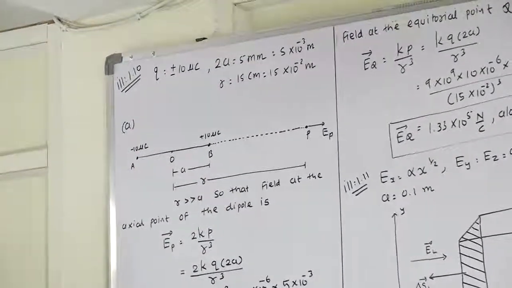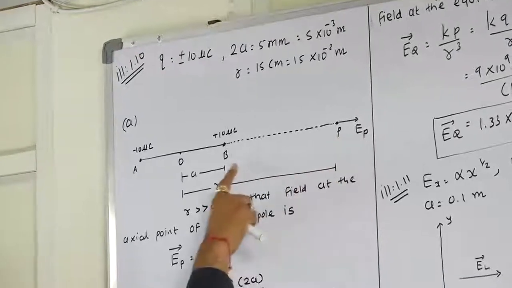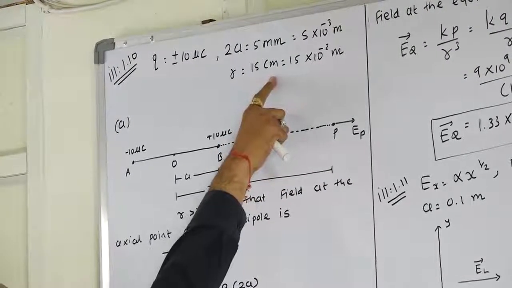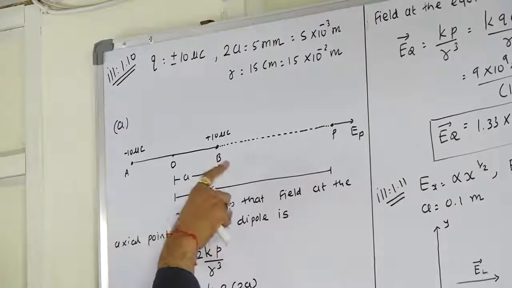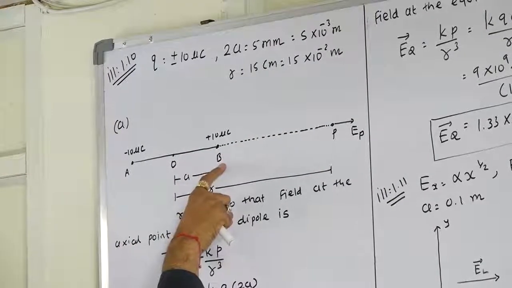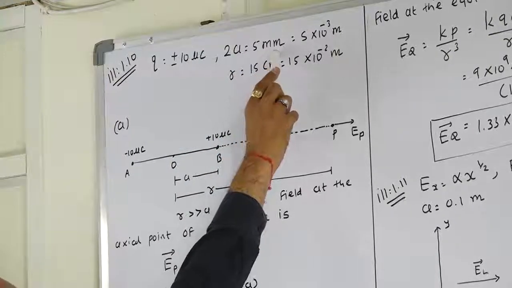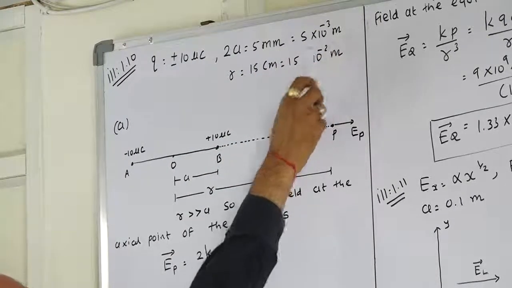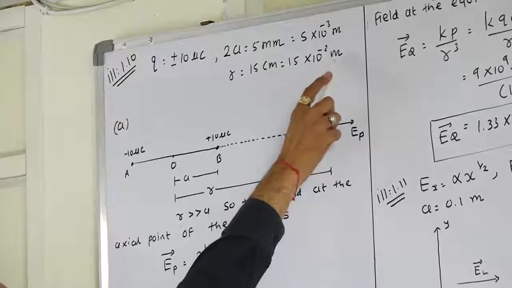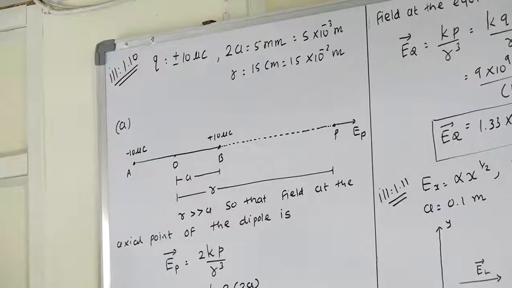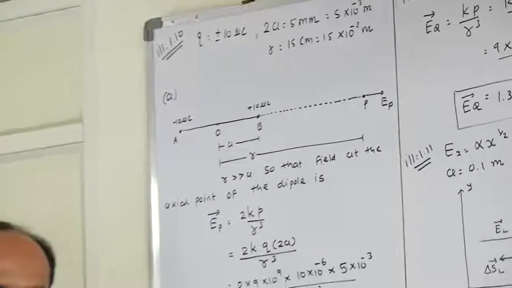In figure A, there is a point P lying on the side of the positive charge at a distance of r equal to 15 centimeter. The size of the dipole, the distance between the two charges, is 2a equal to 5 millimeter. Convert into meter: 5 into 10 raised to minus 3. Centimeter converts into meter as 10 raised to minus 2. The charge of the dipole is plus or minus 10 microcoulomb, so the magnitude of the charge is 10 microcoulomb.